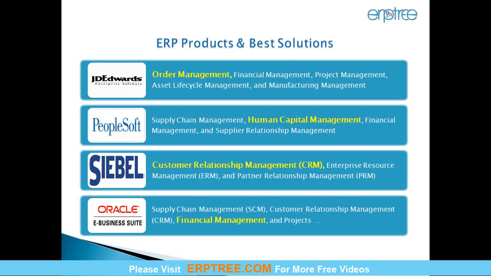When you look at the different ERPs, we'll go through these few and try to understand which ERP is specialized in which area. I didn't mention everything, I just took a few examples here. If you look at JD Edwards, the order management solution is really good. When you look at PeopleSoft, human capital management, HCM, is very popular. From Siebel, for CRM, Siebel is very popular in the market. And when I talk about financials, our Oracle EBS is very popular in the market compared to other applications.